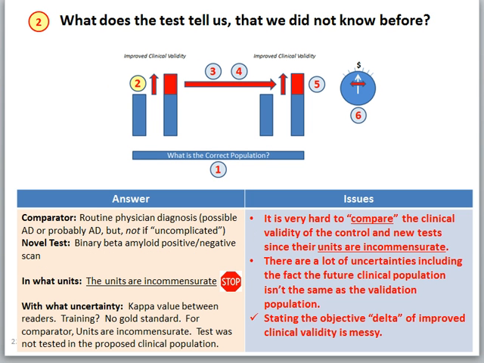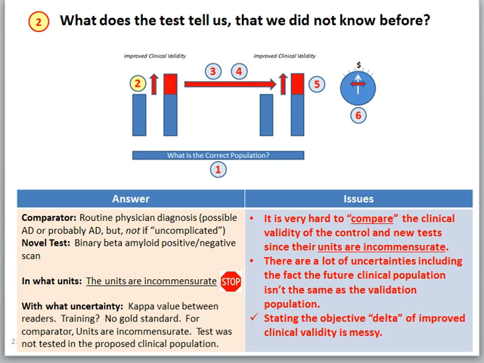The second question is what the tests tell us that we did not know before. And I have to admit, this slide surprised me because I didn't know the answer before I started writing it. So the comparator is routine physician diagnosis, which could be possible Alzheimer's or probable Alzheimer's, but not if it's uncomplicated. The novel test is a binary beta amyloid positive or negative PET scan. So right there, look at the comparator, look at the novel test. The units are incommensurate, so you're going to stop. You can't really say how much this is better than that because the units are incommensurate.